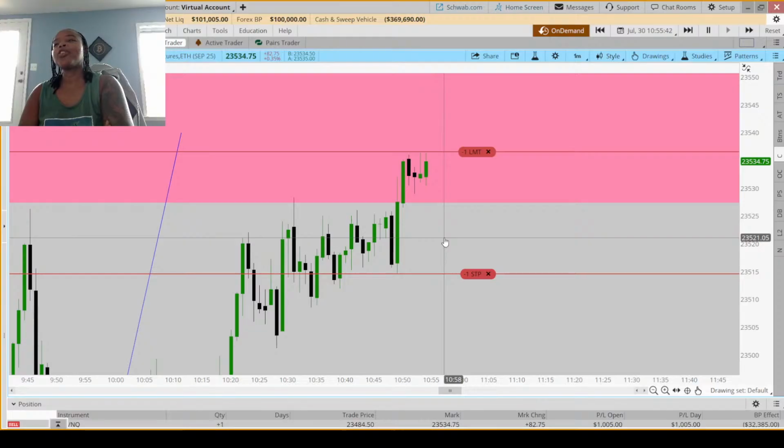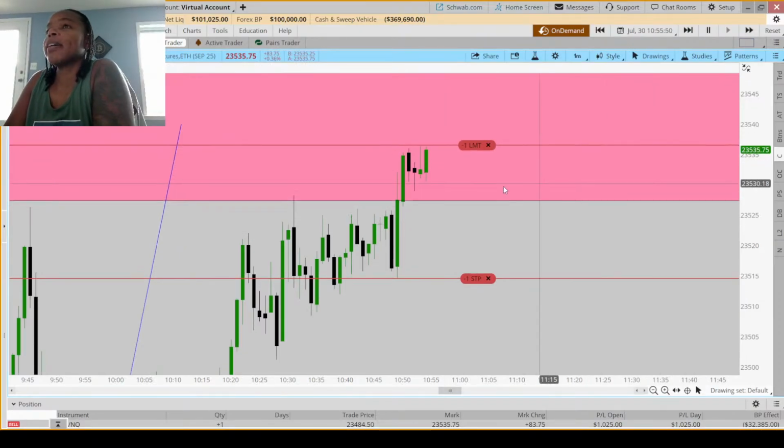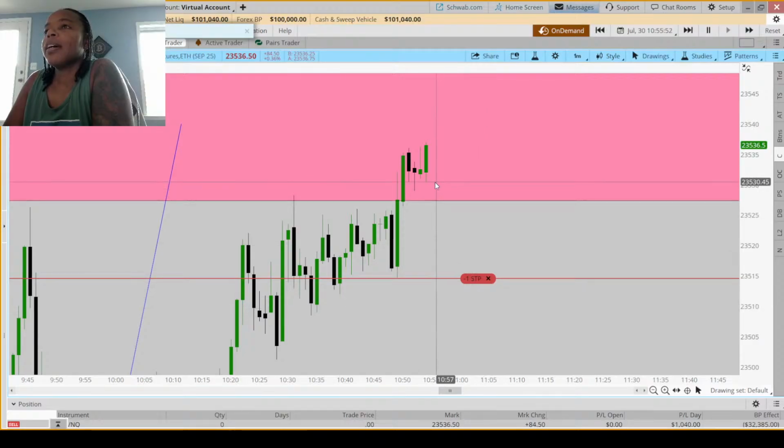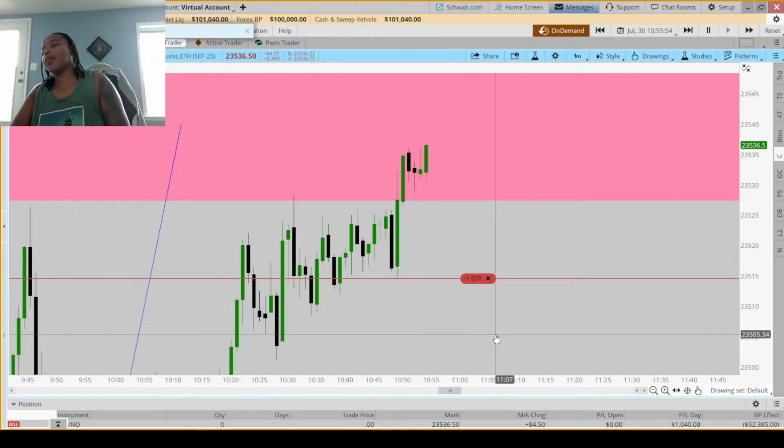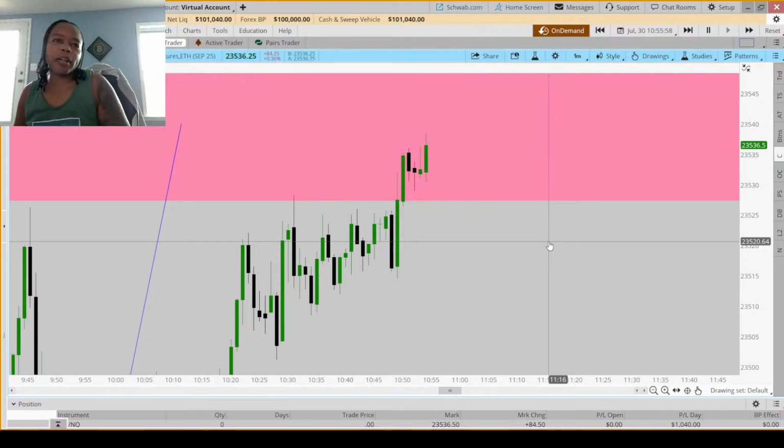20 seconds left in this candle. Just push up a few more ticks. You're so annoying. So this is where I'm like, okay. And voila, there we go. And then we would have made, let's close that, 10,040 on that trade.